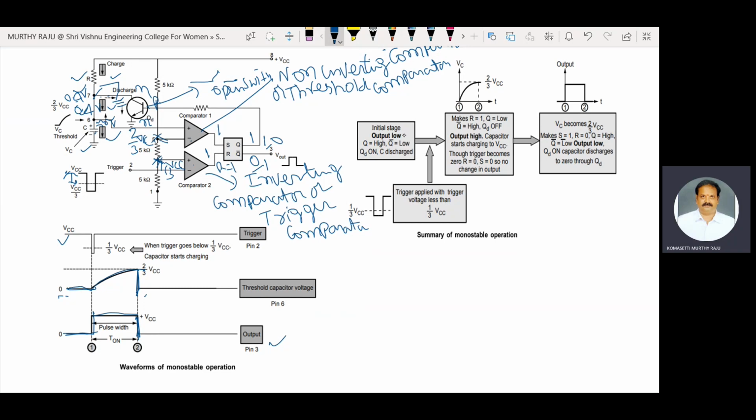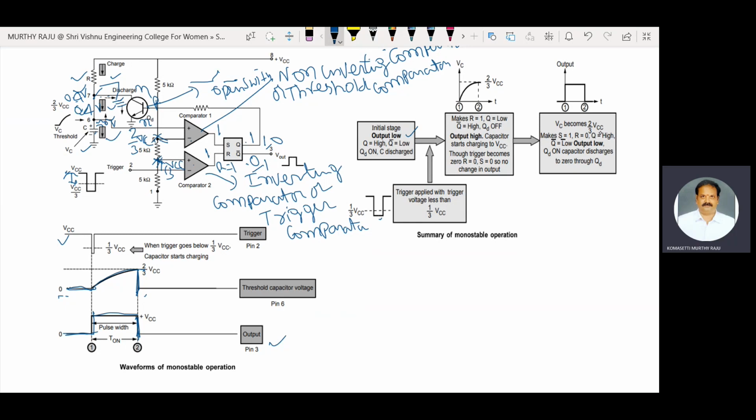Here indicated: initially output low, Q is high, Q dash is low, QD is on, C is discharged. Trigger applied with trigger voltage less than 1/3 VCC makes the comparator output high. That means R is equal to 1, Q is low, Q dash is high, QD is off. QD off means the capacitor starts charging to VCC.